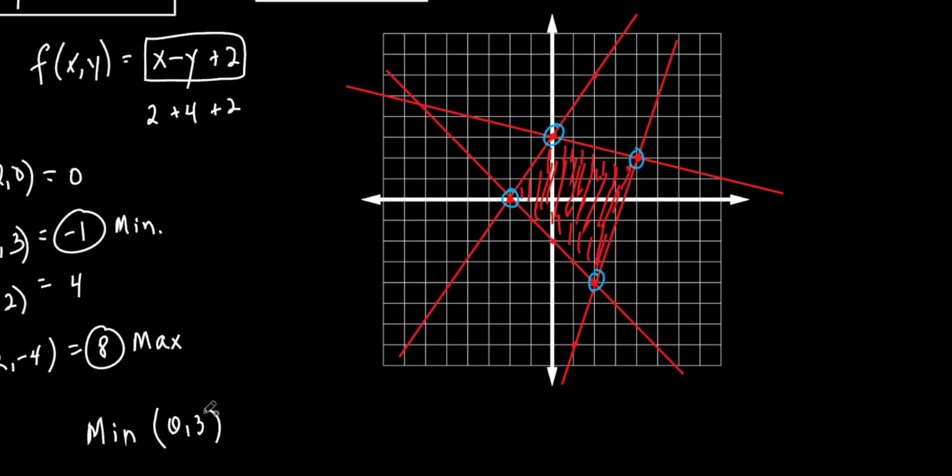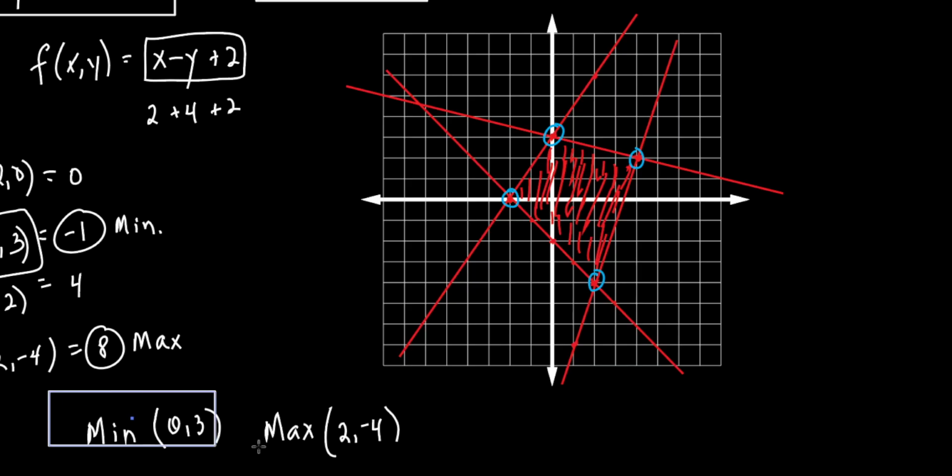So we're not going to write the minimum as -1. We look to see the ordered pair that associates with the smallest value. All right, and then of course the maximum would be what? It'd be 8. And where is the maximum? It's at 2, -4. And that right there is your answer.